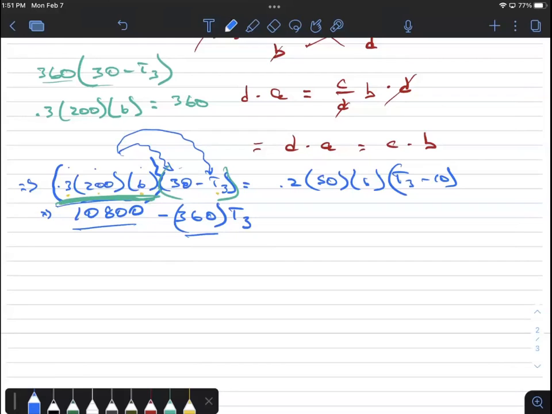Now on the right, we do the same thing. On the right, we have 0.2 times 50 times 6 times T3. So we have 0.2 times 50 times 6 gives me 60 times T3. And in the second term, 0.2 times 50 times 6 times negative 10. And that gives me minus 600.